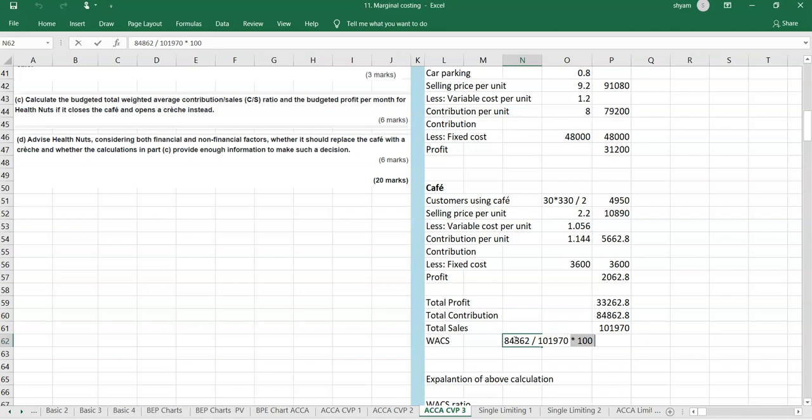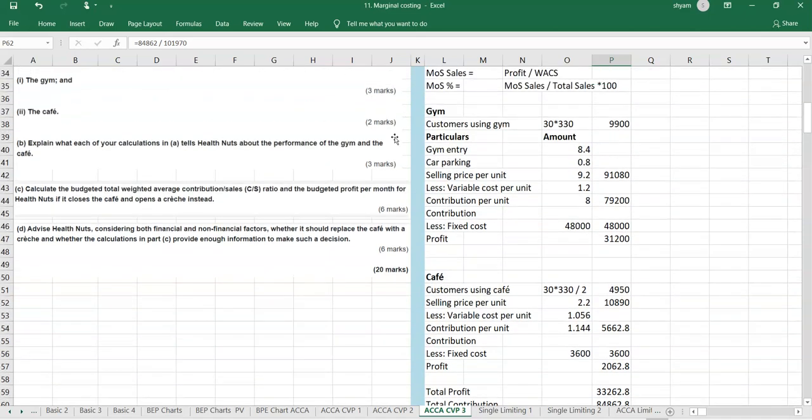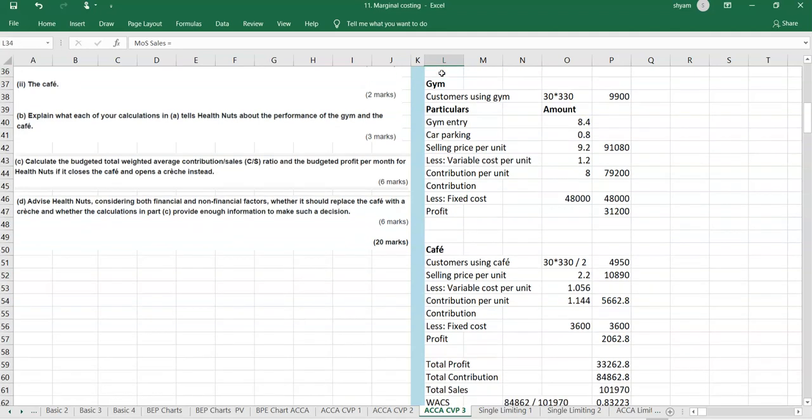We don't need to put 100. Okay, it comes to 0.83. So that is the contribution per unit. So let's find out the answer. We need the next formula. These two formulas we have to apply, and we'll get the answer.